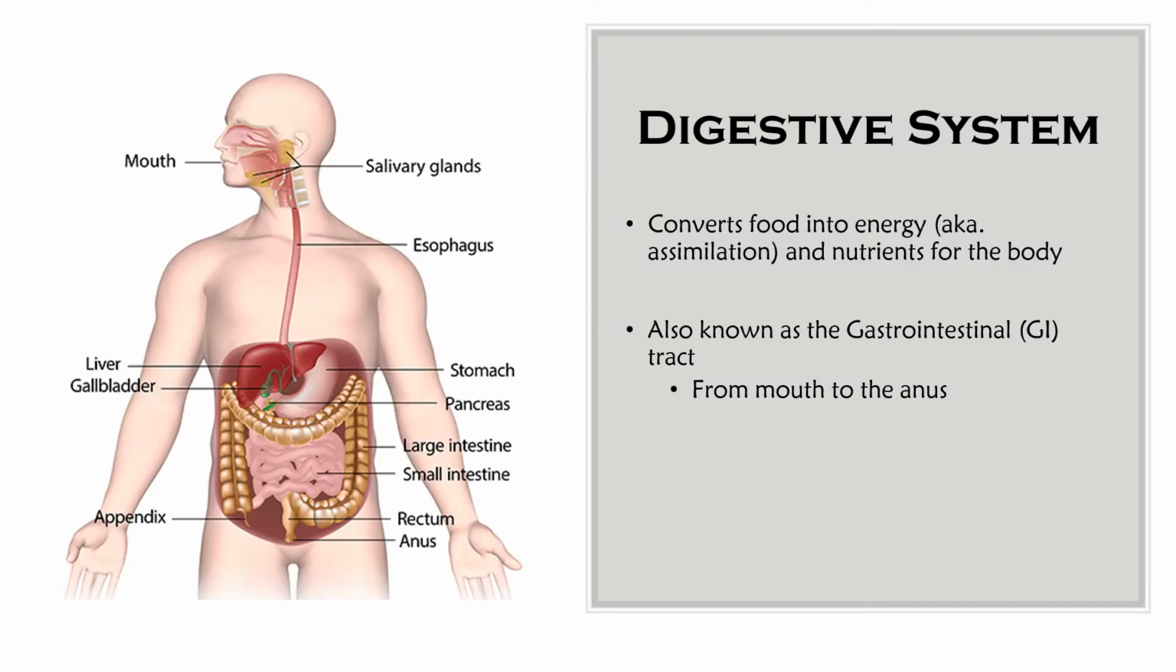The second system is the digestive system, which is a very important system that converts food into energy. And so it's involved in energy assimilation and nutrients for the body. It's also known as the gastrointestinal tract, and it's basically just from mouth to anus, that entire system of digesting the food.